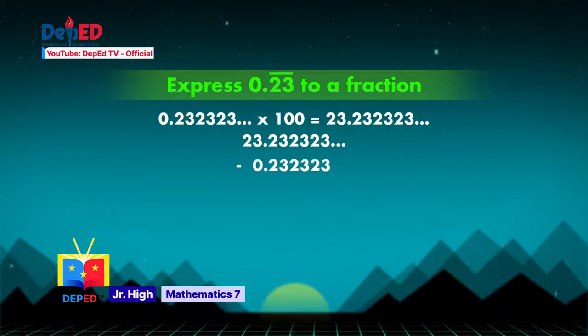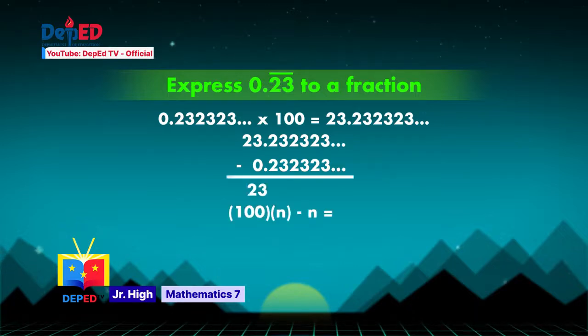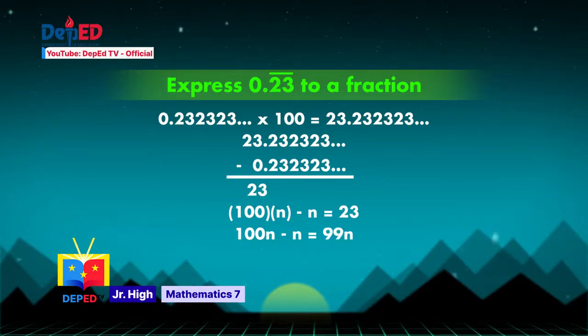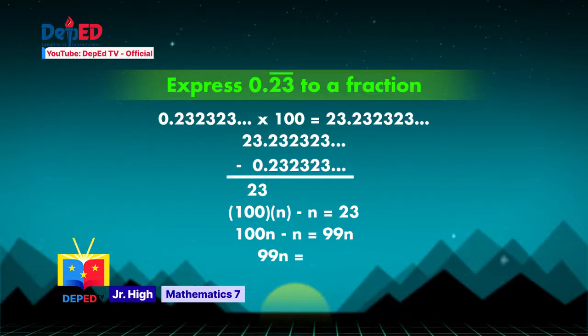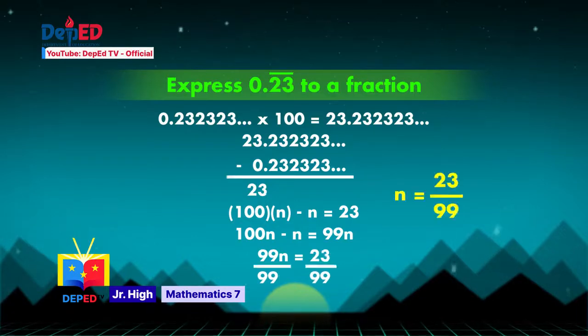Now, we can express this as an equation. 100 times an unknown number n minus the unknown number n is equal to 23. Since 100n minus n is 99n, we can solve for the unknown fraction by dividing both sides by 99. Therefore, the fraction form is 23 over 99.